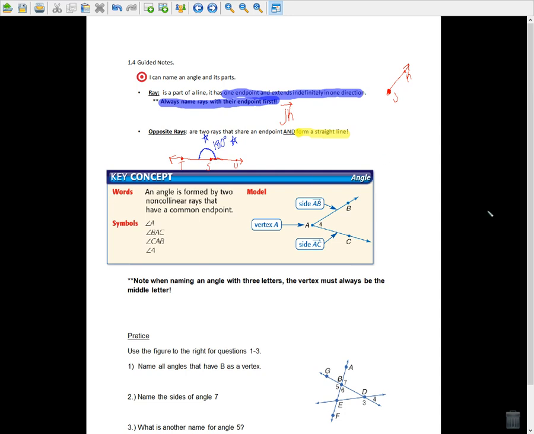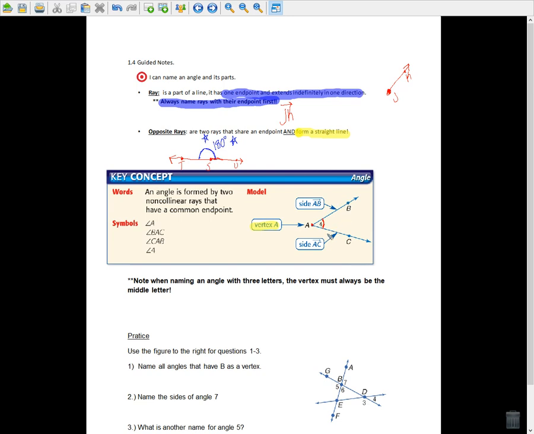Key concept here, an angle. Okay, now we're going to name an angle. Angle, again, go ahead and write this definition in, is formed by two non-collinear rays that have a common endpoint. So two non-collinear rays that have a common endpoint. So one of the biggest things for angles is the vertex. Okay, I know you guys have heard of the word vertex before. So the vertex is whatever point that the angle is in. So notice we have B, we've got A, we have C. The angle here lies right here at vertex A.